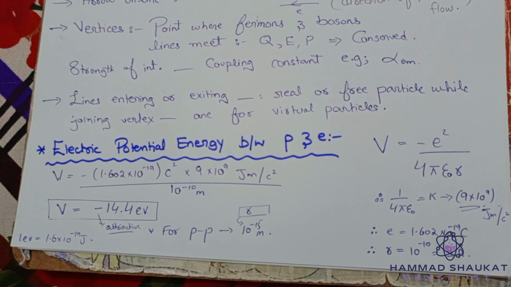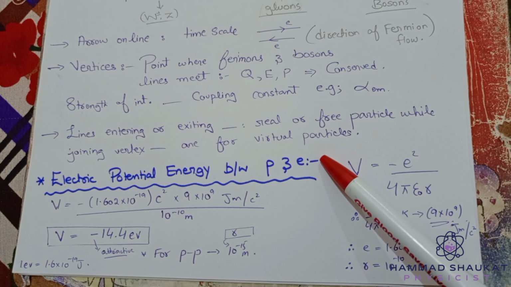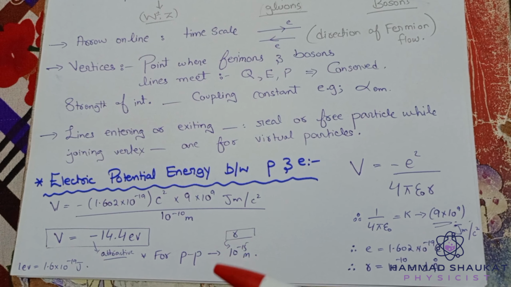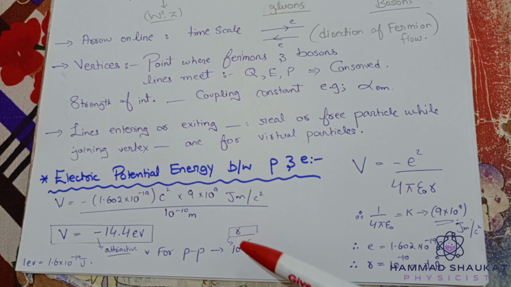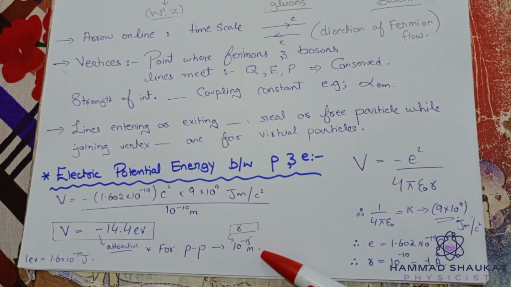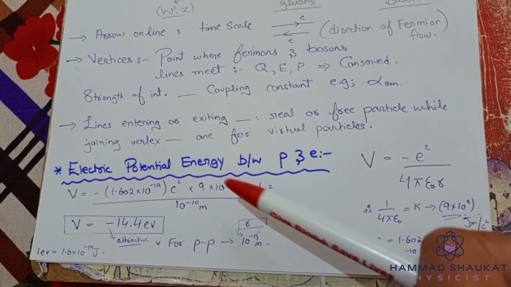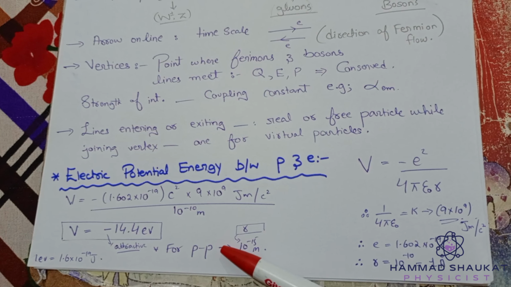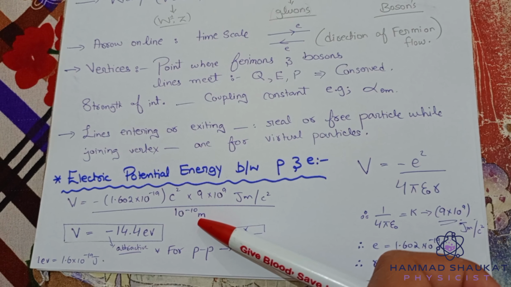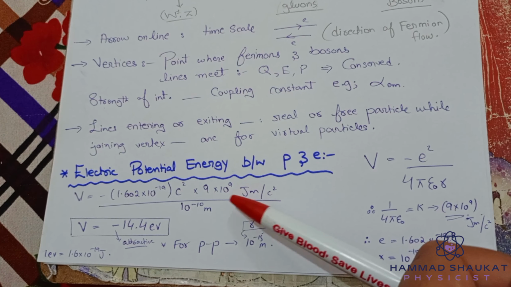Similarly, if we have to find the electric potential energy between proton and proton, the only difference is that because protons are nucleons, you will take your separation r as 10 raised to power minus 15 meters. The charge is the same on proton, so charge square multiplied by 9 into 10 raised to power 9 joule meter per coulomb square. After calculating, you will get your answer in joules, and then you have to convert joules into eV.